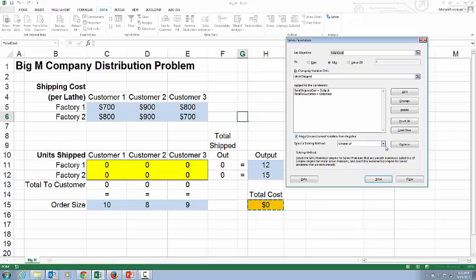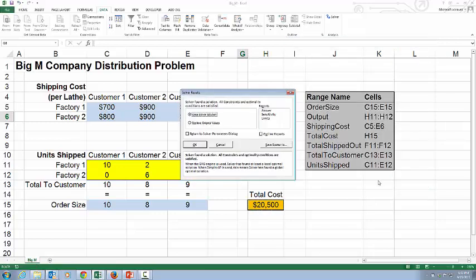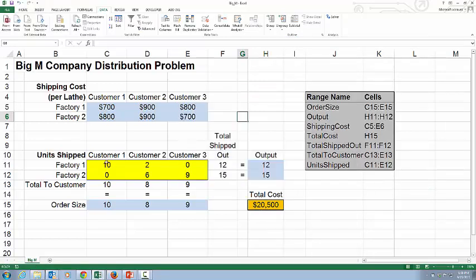And we're going to use the simplex method because it's a pure linear problem, meaning there's no variables multiplied times each other. And so then when we hit solve, it goes through, it indeed finds a solution. We're going to keep that solution, and it's the one that we originally showed you.